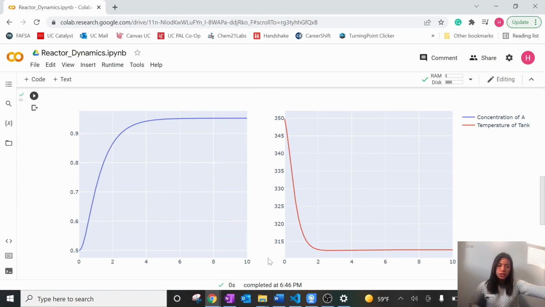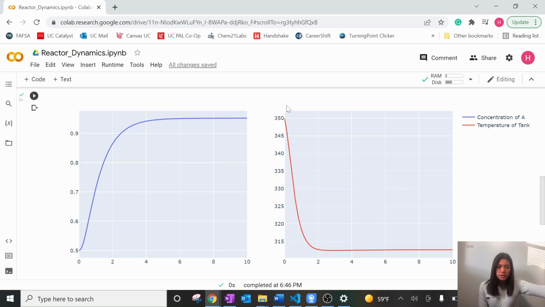And so what we see here, on the right, is the temperature of the tank. So we decreased the temperature of the coolant. Now that the coolant is cooler, that's going to decrease the temperature of the tank. So we can see that here as it decreases till it reaches a steady state around 312.